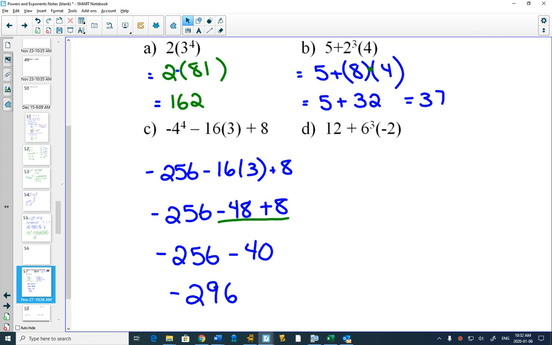The nice thing about having your calculator is if this same question was on multiple choice, then you could just type the whole thing into your calculator all at once and know that the answer was supposed to be negative 296 without having to show step by step.